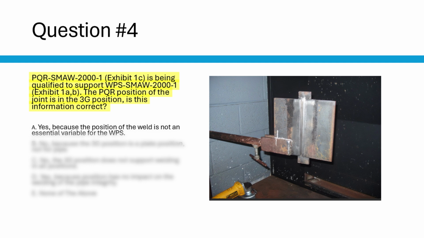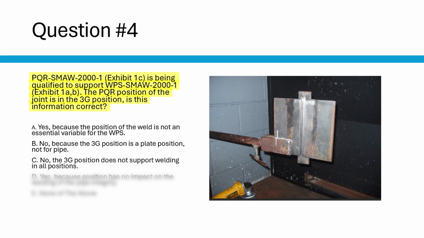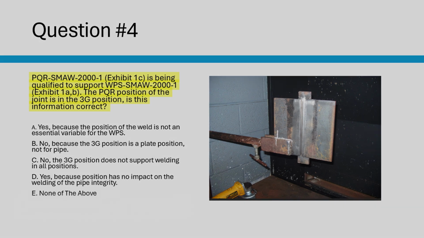Yes, because the position of the weld is not an essential variable for WPS. B. No, because the 3G position is a plate position, not for pipe. C. No, the 3G position does not support welding in all positions. D. Yes, because position has no impact on the welding of the pipe integrity. Or E. None of the above.